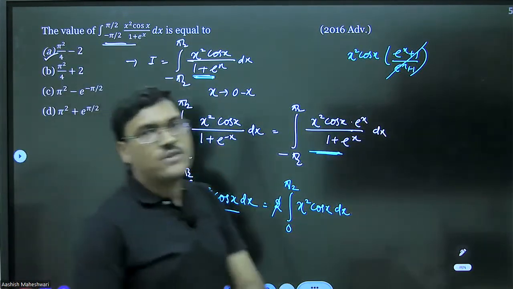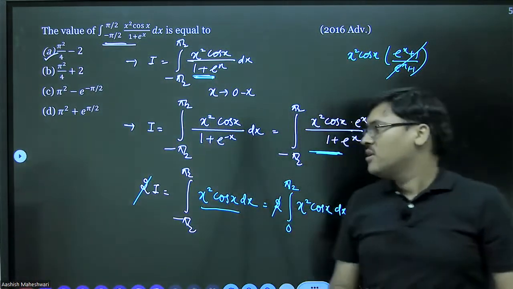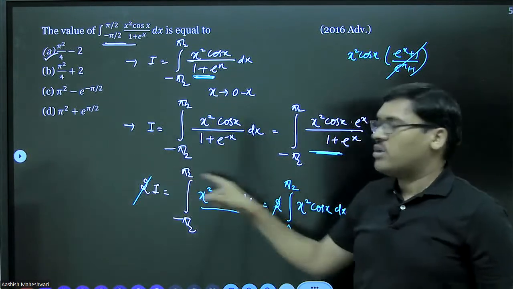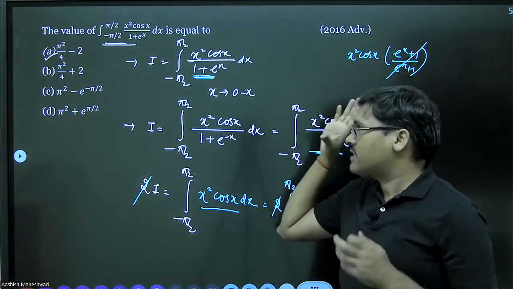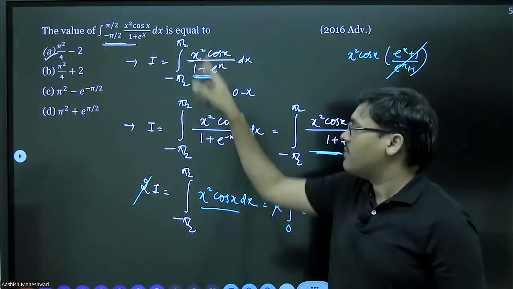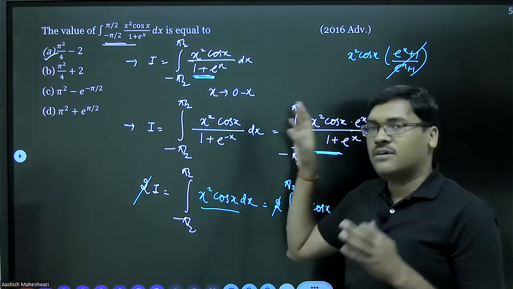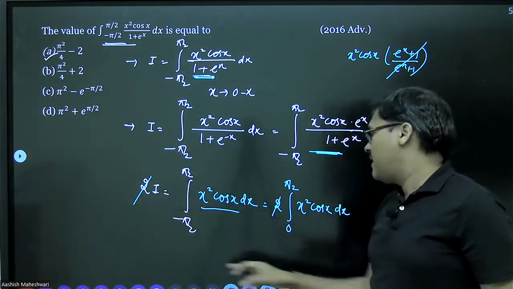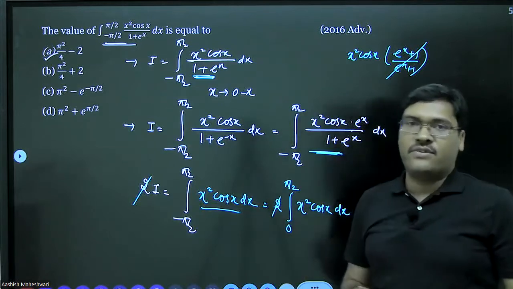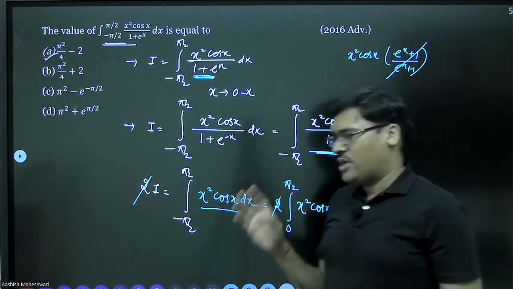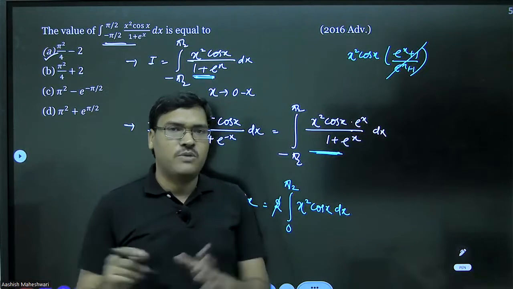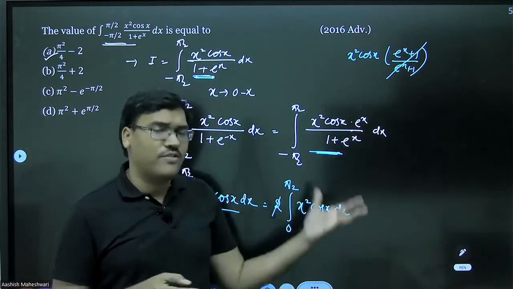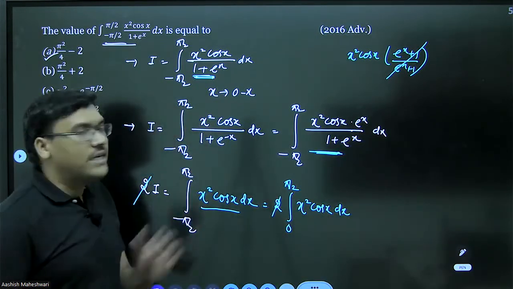This was asked in JEE Advanced 2016. I hope you have understood this question. This was the most important step, because only if this step clicks, that you have to apply King's rule here, can you easily integrate this. Otherwise it will be very difficult. I hope you have understood this concept of integration, how to use the a plus b minus x property. King's rule is a very powerful property for solving integration questions.